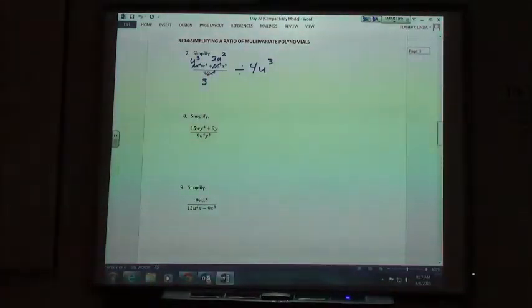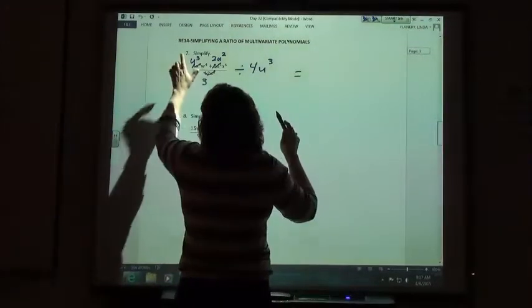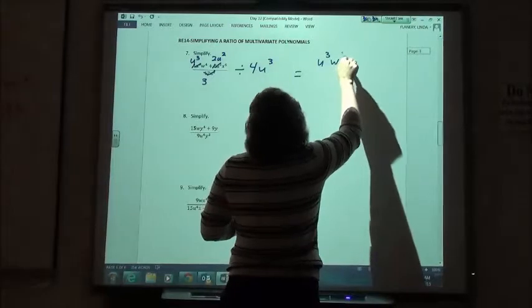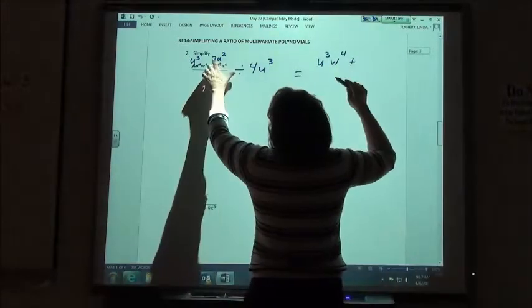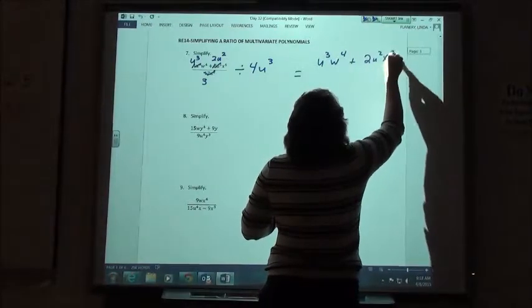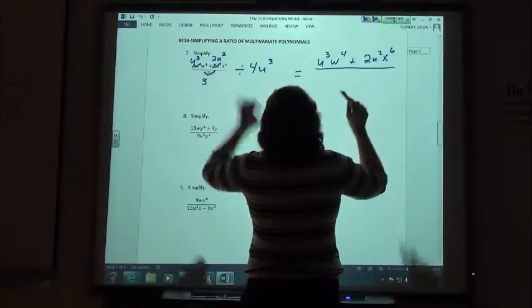Now, even though I have w and x's, I don't have that in all 3 terms, so I can't cancel any of those out. So my final answer here, my first term, I'm going to have u to the 3rd, w to the 4th, plus 2u squared x to the 6th. And on the bottom, just the 3.